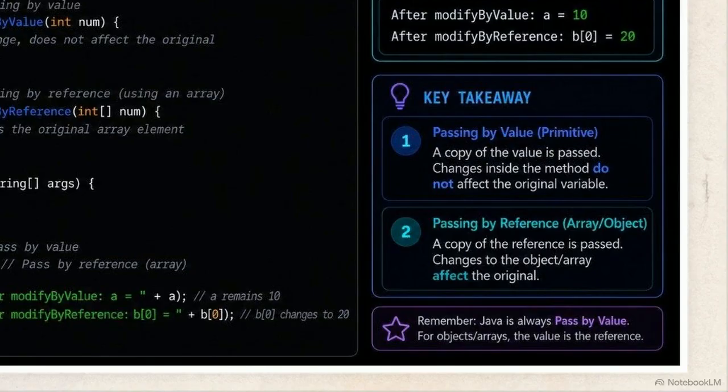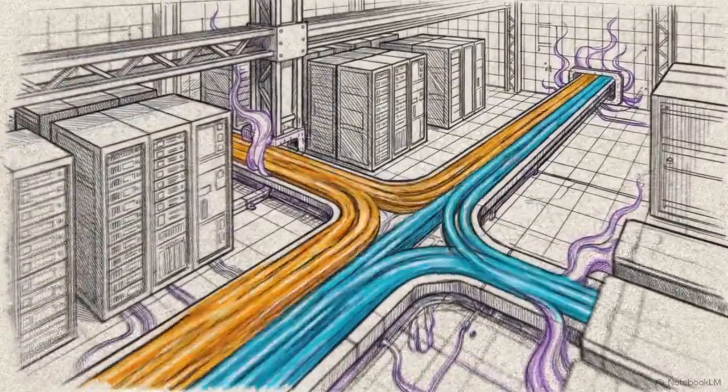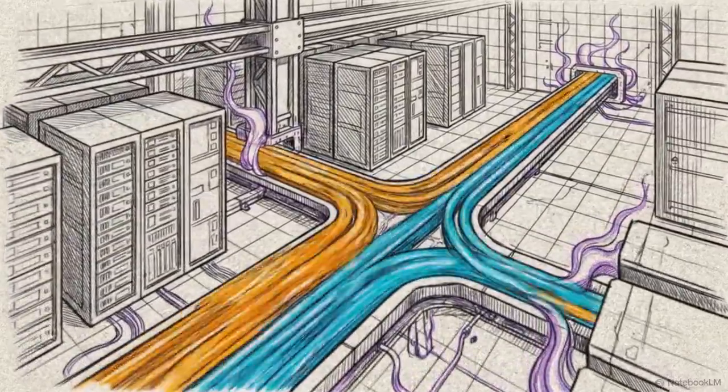This key takeaway clarifies a specific rule in Java. The language strictly passes primitive types by value, but for objects in arrays, the value it passes is the memory reference itself. Understanding how these memory states interact allows a developer to optimize for system performance without risking permanent data corruption.